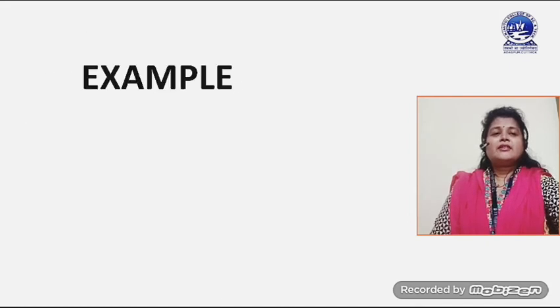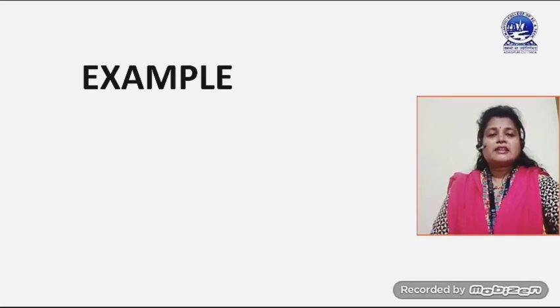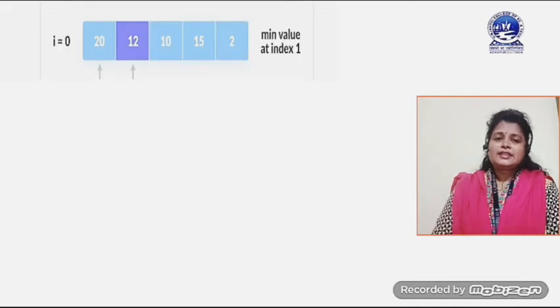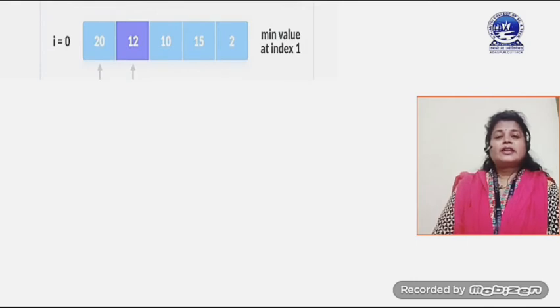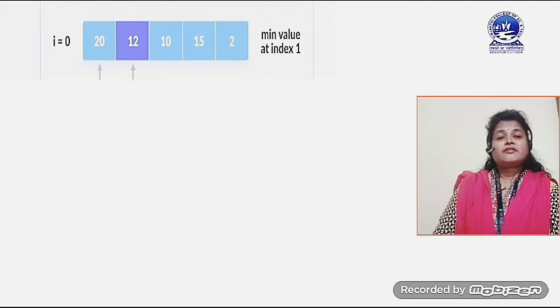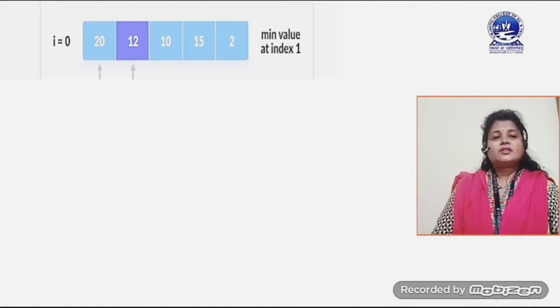Now I am taking one example so that you will be very clear how the selection sort algorithm works. Let's start. In this example I have used only 5 values so that it is easy for me to explain. The 5 values are 20, 12, 10, 15, 2. At the first step, I am taking 20 at the first location, and I am checking all other locations to find the smallest value.